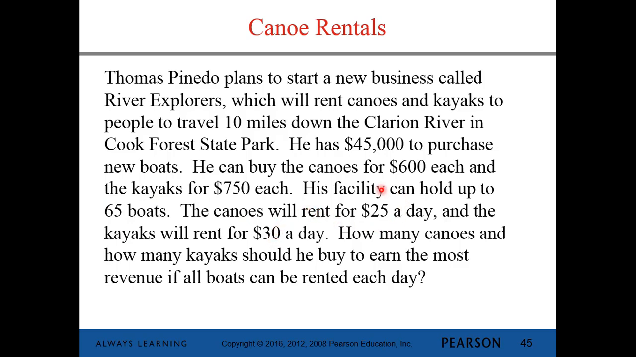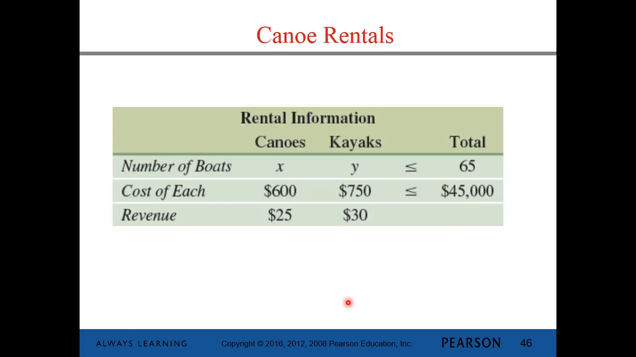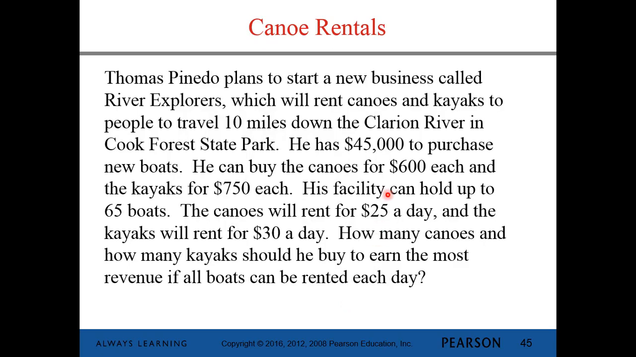The canoes will rent for $25 a day, so that's the revenue he will bring in for the canoes, and the daily revenue for kayaks is going to be $30 a day. It asks how many canoes and how many kayaks he should buy to earn the most revenue. So that's what we're trying to maximize, the most revenue, if all the boats are rented each day. So under the assumption that they all get rented. We've got to make sure we read these carefully because we've got a lot of information here.